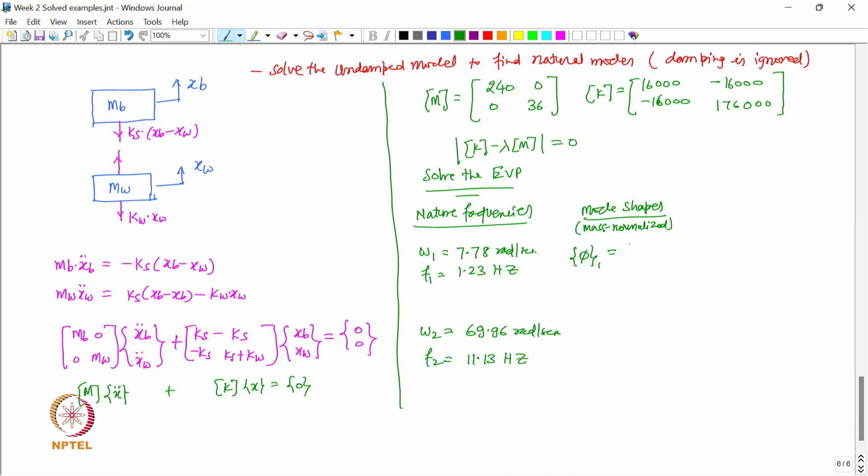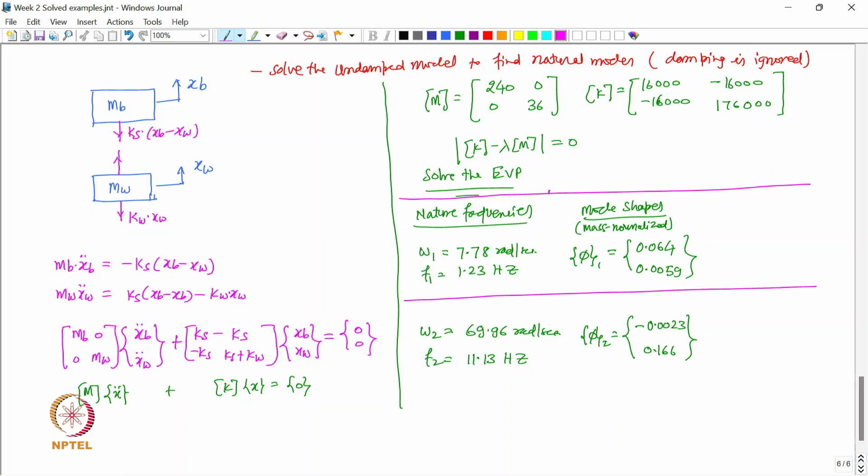So, phi 1, this is found to be 0.064 and 0.0059, right, this eigenvector, and then the second eigenvector we got as minus 0.0023 and 0.166, right. So, let me just box all this so it is easier to view, something like this.